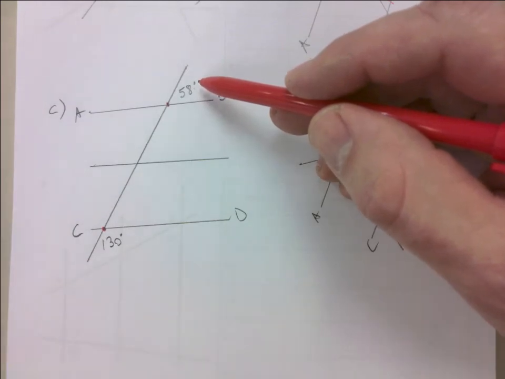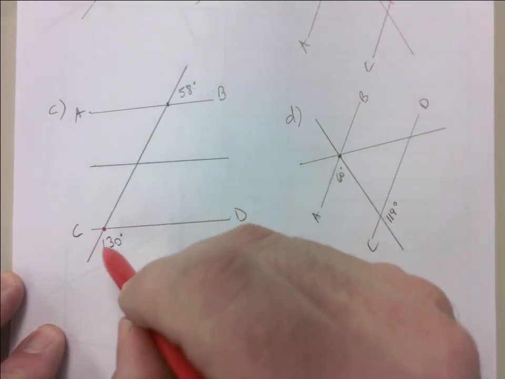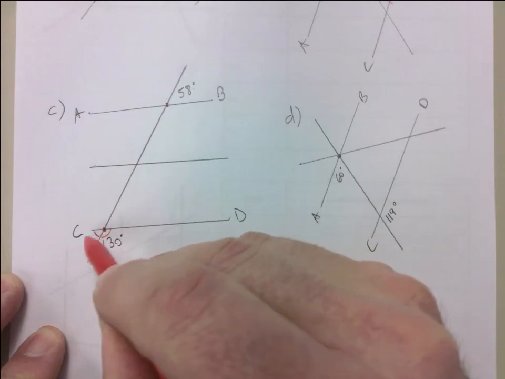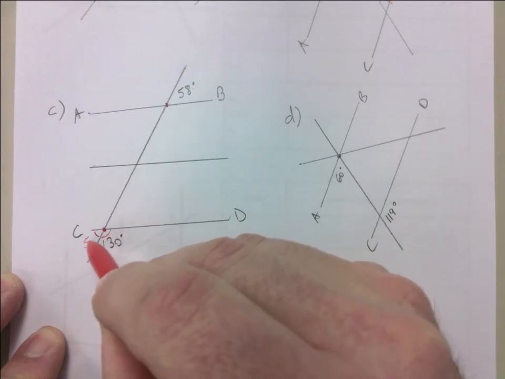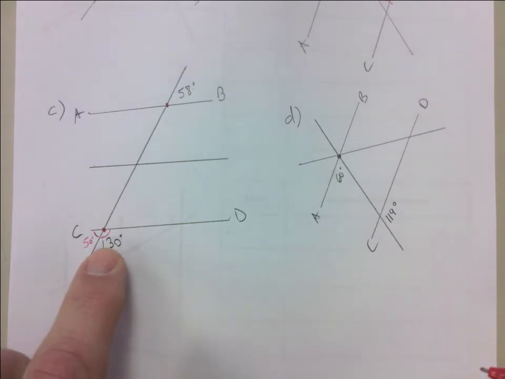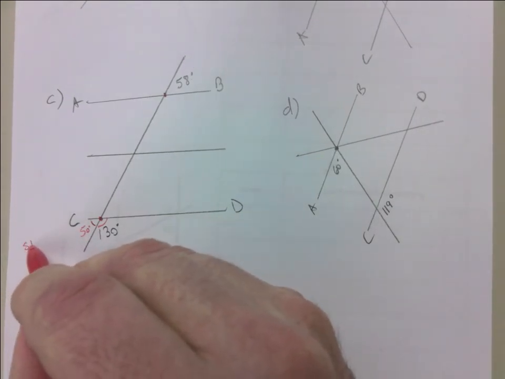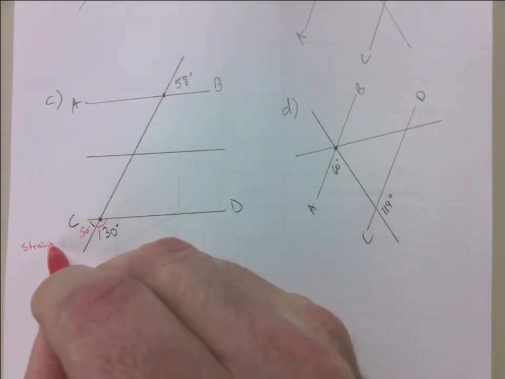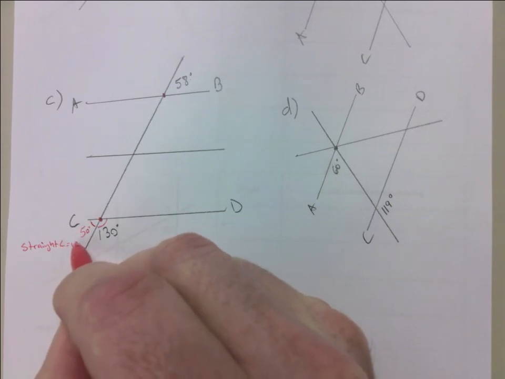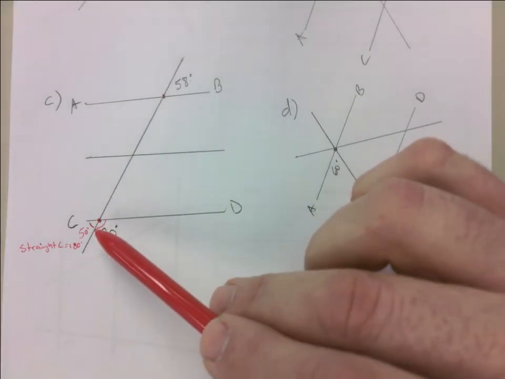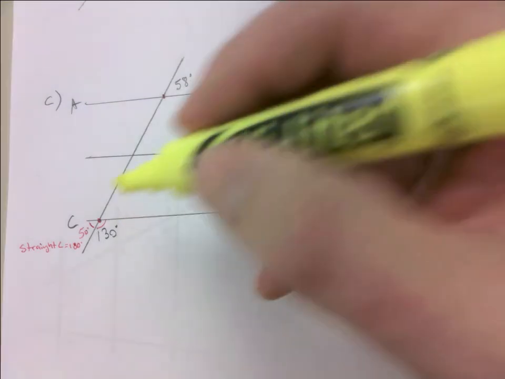What can we do? One thing that I'm going to do is, if this is 130 here, what's this one right next to it? This one would be 50, correct? Because there's a straight angle there. So I will write that down. Straight angle is equal to 180. I'm justifying my work there. Straight angle is 180. I know it's a little small. I apologize for that. And now, do I have a name for these two?